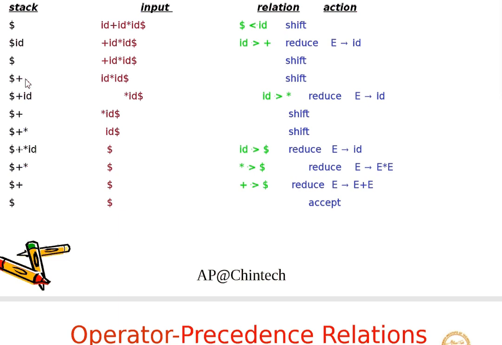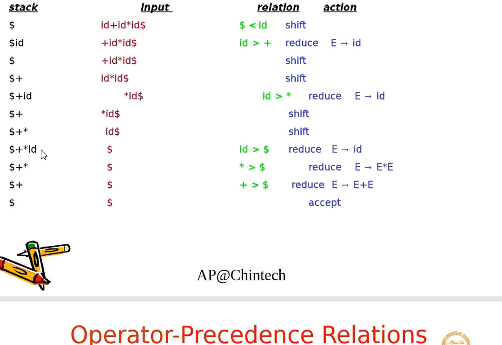So dollar and plus, what to do? Shift. So plus will be available here, and plus and ID condition is less than. Again you will insert ID here. Now ID and star, it is greater. What you will do? You will pop up to the less than condition. So you will be reducing. So again it is a reducing step, E implies ID. So this is what is available here. And then we have plus and star, it is less than, so it is shifting. And then you have star and ID, again it is less than, so you are shifting.